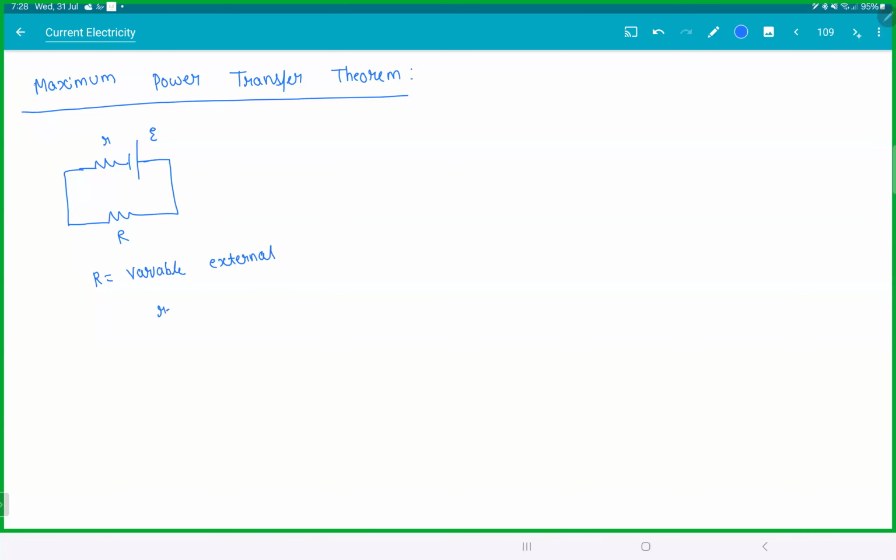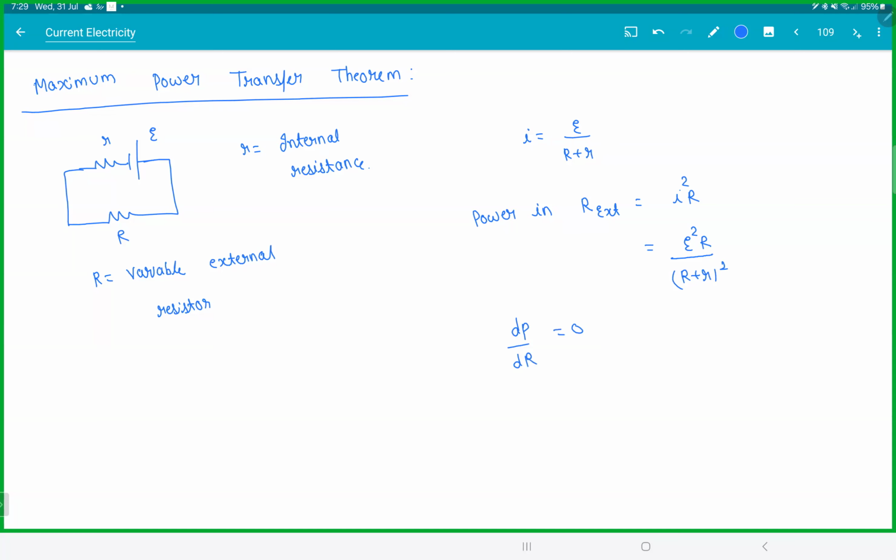So the question here is, what is the current? I is equal to E by R plus r. So what is the power in the external resistance? The power in external R is I squared R, which is E squared R by (R plus r) whole squared. You want to maximize this. So dP by dR equal to 0. When you solve this, you end up with R is equal to r.